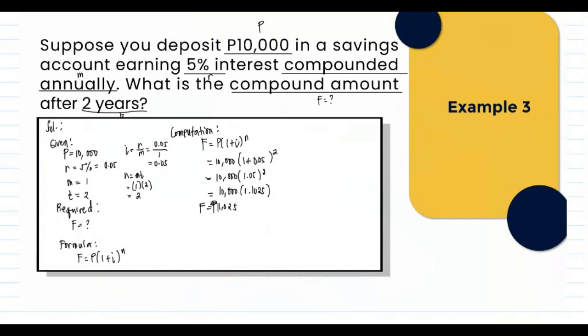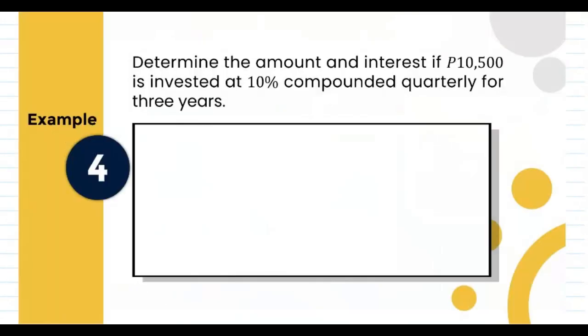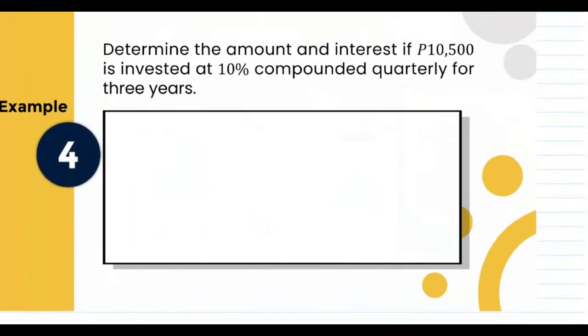Okay? Anyways, another problem. Let's have the last one for compound amount and compound interest. So let's say the problem is to determine the amount in interest if 10,500 is invested at 10% compounded quarterly for 3 years. Now, the same thing, solution, determine the given. The given value first is 10,500 pesos.